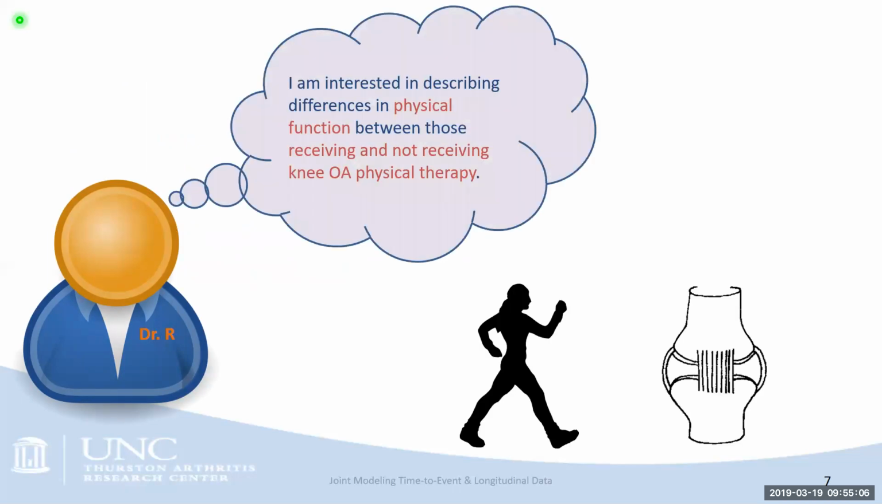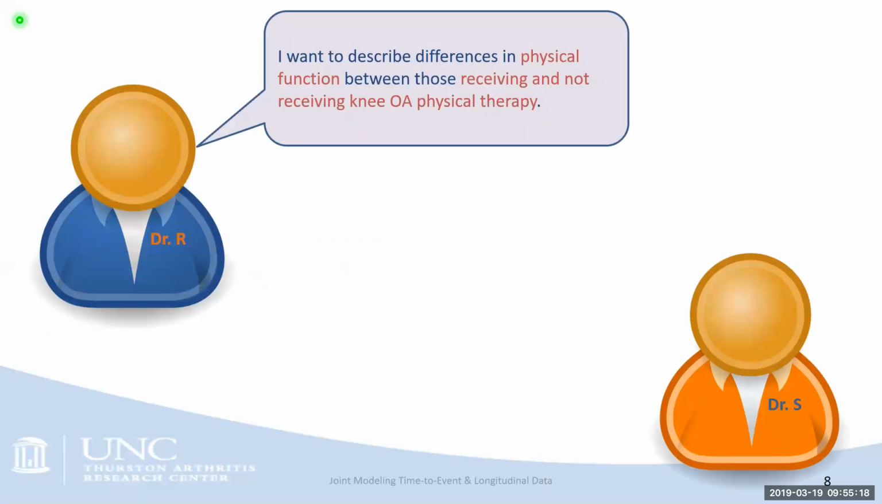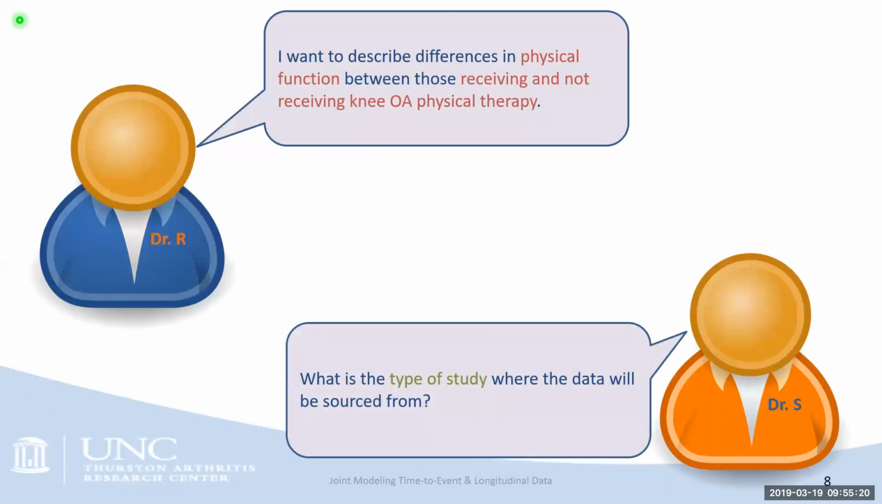So let's start with an example, and we'll be using a researcher as an example here. Let's say a researcher has a question that deals with an interest in describing differences in physical function between those that receive and don't receive some sort of NEOA physical therapy. So a researcher might come with this question to our statistician, and the statistician might begin by asking what type of study the data comes from.